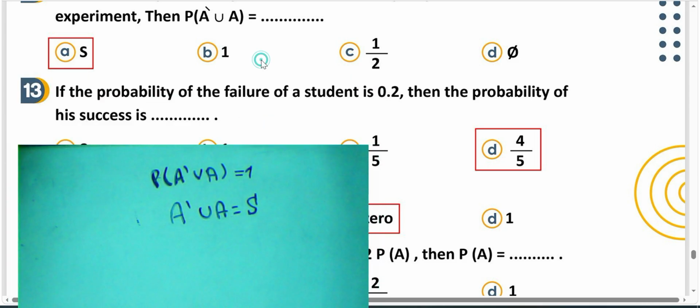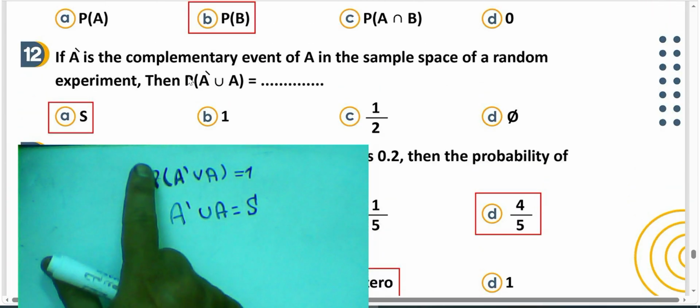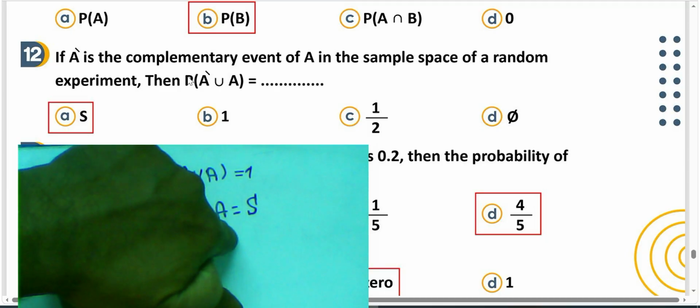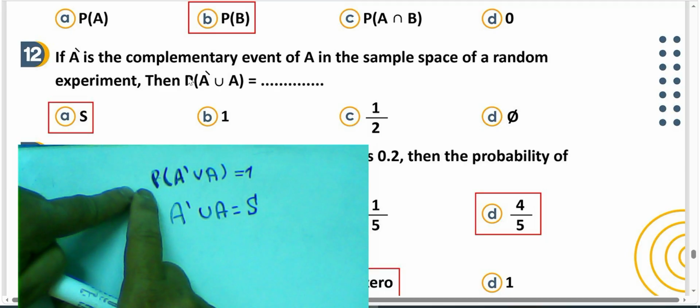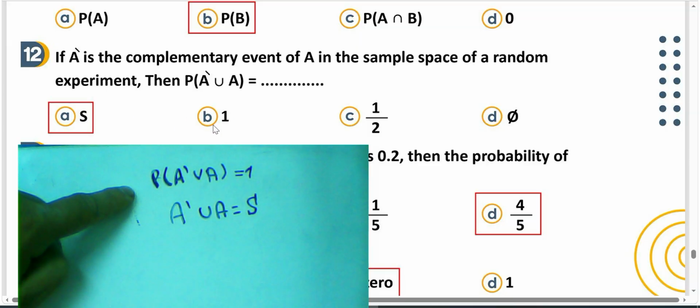My students, this question is important. If you cancel the probability, cancel P here, then the result will be S. But if he writes probability, you want to find the number, the probability will be 1. Choose letter B, cancel letter A and write letter B.